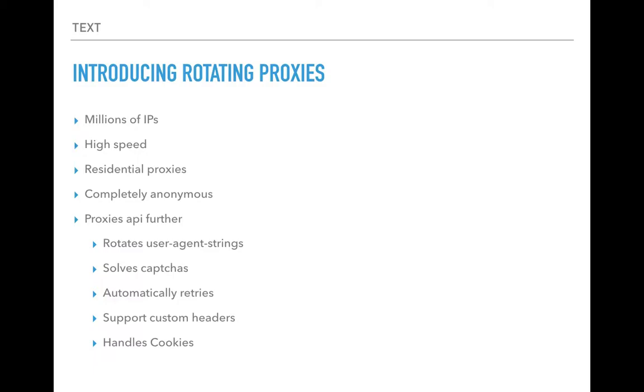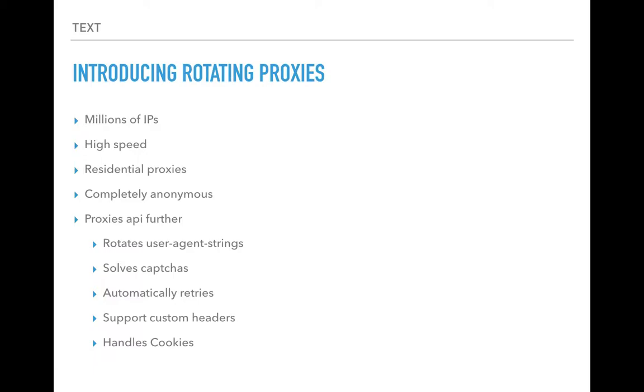So residential IPs means actual people in residential neighborhoods are using it with consent, right? And so it's completely anonymous because the way the proxy works, it forwards nothing back as to the original requester. And Proxies API, which is a service, further rotates user agent strings for you, so you don't have to do it at all. Solves captchas for you, not that we need too many times. This is probably the least used feature of ours, but we still keep it. Automatic retries, so even if an IP for some reason fails, we just automatically retry it without you even noticing it and reply back very quickly.